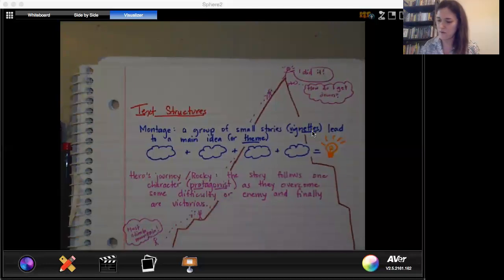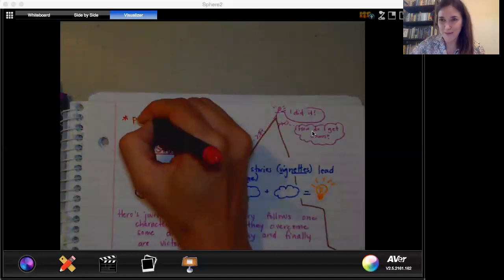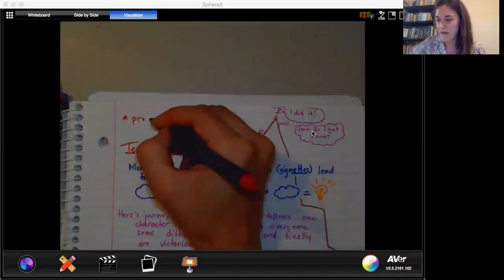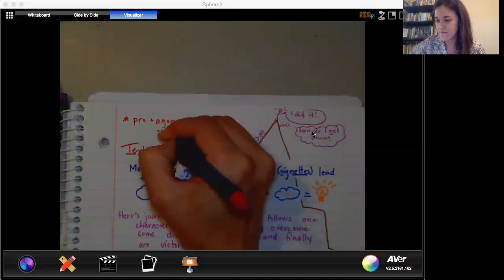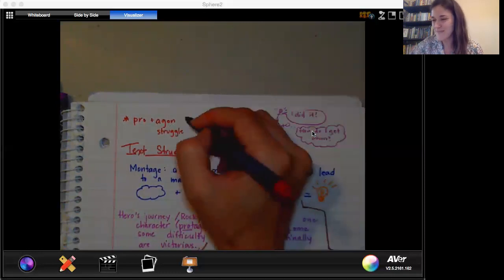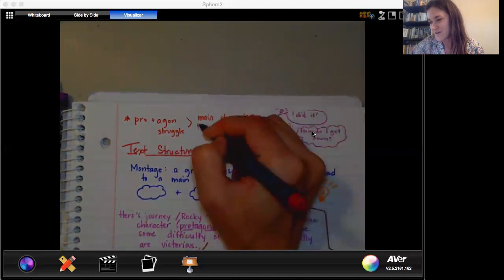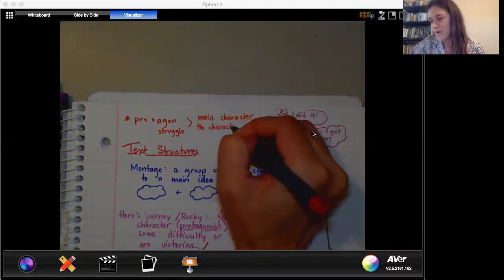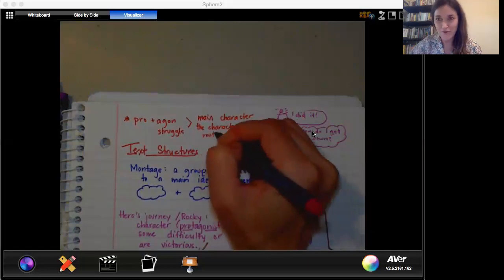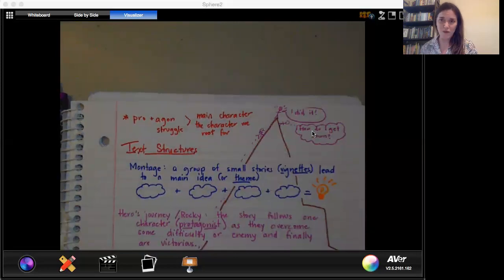Oh, and I was going to add a footnote. I'll make it a headnote actually, it's a little easier to see. The word protagonist is from Greek. It means pro, which we know what that means, right? For, and agon, which means struggle. So it's the character that we're rooting for. It's the main character, the character we root for, right? Because we are for their struggle. We want them to succeed. So the main character, the character that we root for, is the protagonist.